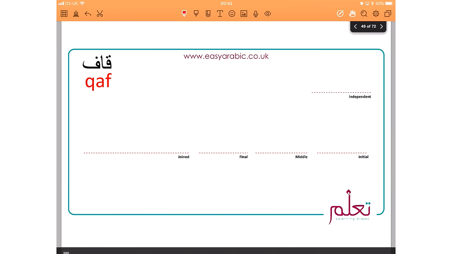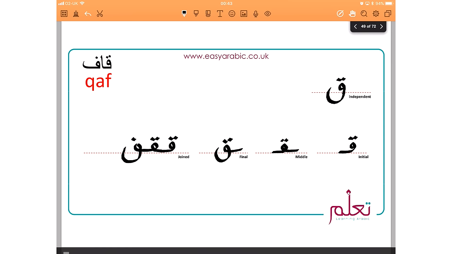Next one, we have the letter qaf. So the qaf is very similar to the fa, but it comes below the line. So we have qaf, then it goes down the line and above. Qaf. When we write it, it has two nuktas. So qaf, in the middle, very much like the fa, two nuktas, and at the end, qaf. So starting again, qaf, and then in the middle, and then at the end, qaf.